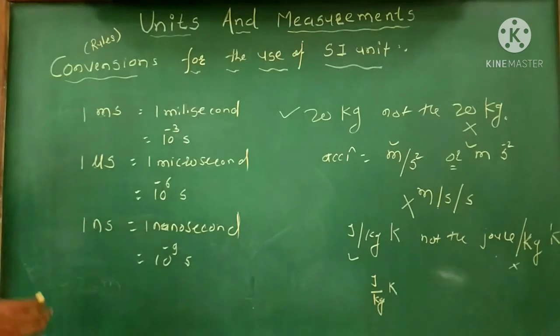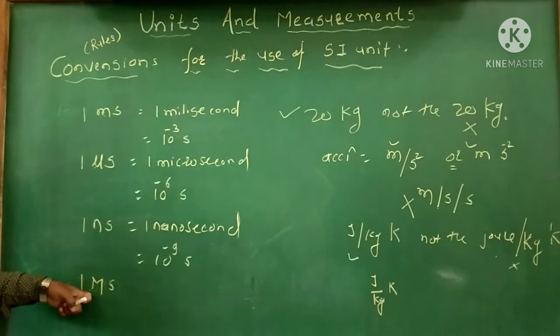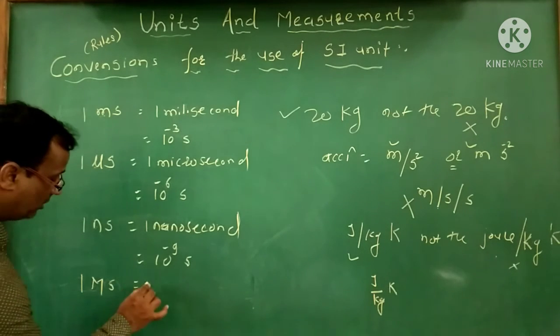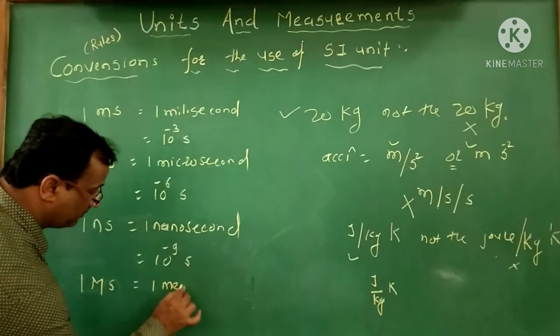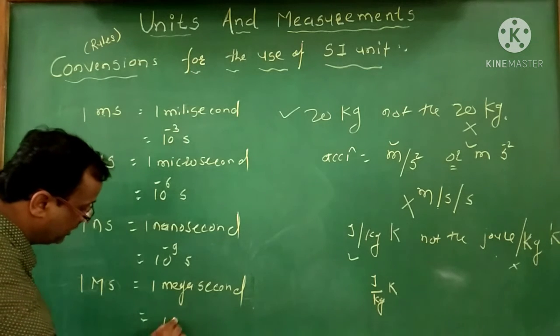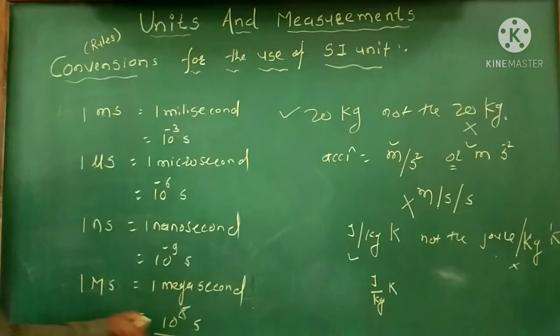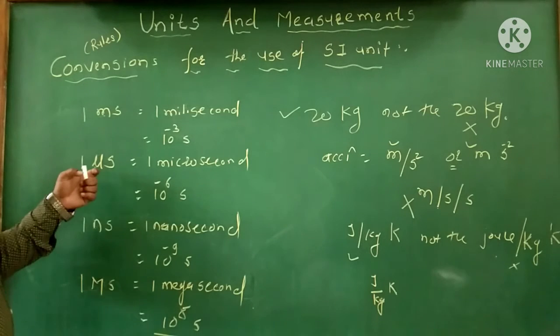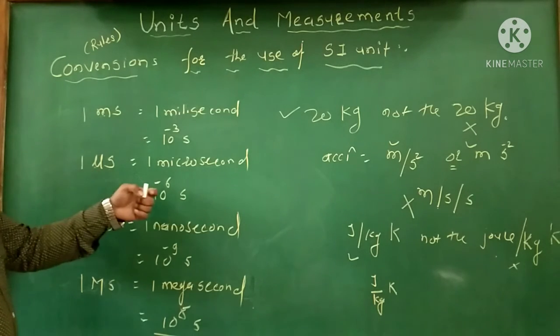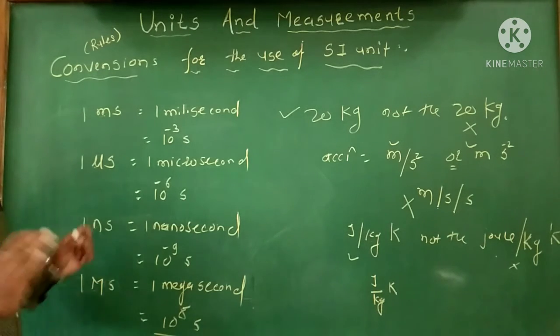Sometimes we write megasecond, 1 mega. For mega, we write capital M. So 1 megasecond is written as 10 raised to 6 seconds. Here capital M stands for 10 raised to plus 6, not the minus. Minus means micro. For micro we get minus 6, and for mega we get plus 6. In this way we write down the prefix.